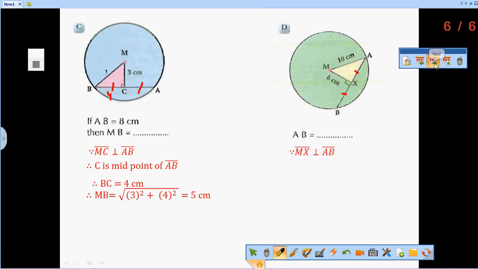So MX is perpendicular to AB, then X is the midpoint. So if I use the Pythagorean theorem, AX is equal to the square root of AM power 2 minus 6 power 2. It will be 8 centimeters. Then AX is equal to 8, and we know that AB is twice AX. It means to find the length of AB, I multiply 8 by 2, and it will be 16 centimeters.